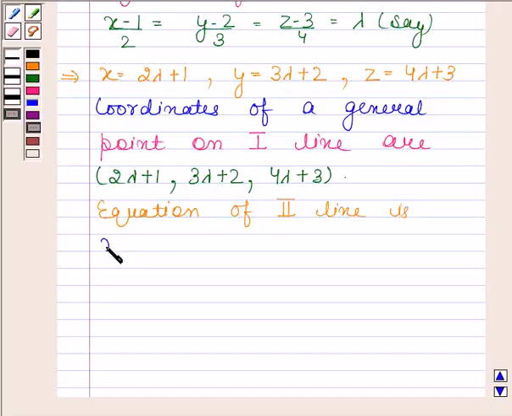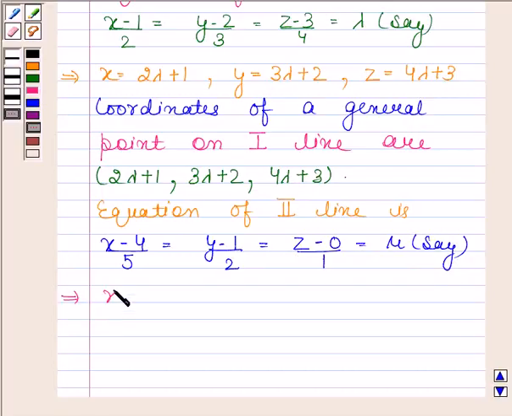(x minus 4) by 5 equals (y minus 1) by 2 equals z. We can write z as (z minus 0) by 1. And let it be equal to, say, mu. This implies x is equal to 5 mu plus 4, y is equal to 2 mu plus 1 and z is equal to mu.